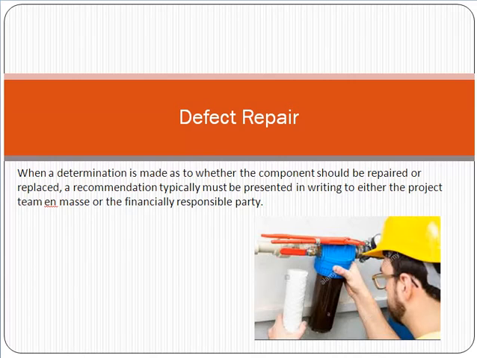When a determination is made as to whether the component should be repaired or replaced, a recommendation typically must be presented in writing to either the project team or the financially responsible party. Second, friend, for example, you are taking a decision for repairing or a decision of replacement. All those things should be made in writing. Made in writing means, like, on some letterhead you must write it clearly, document it properly, that you are going to repair the component, or you are going to replace the component.